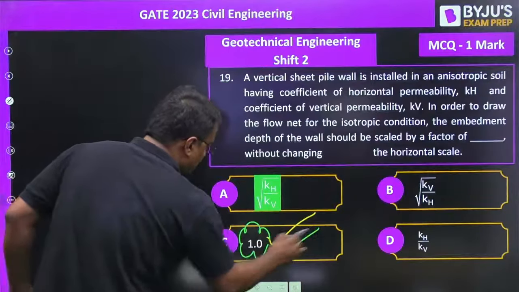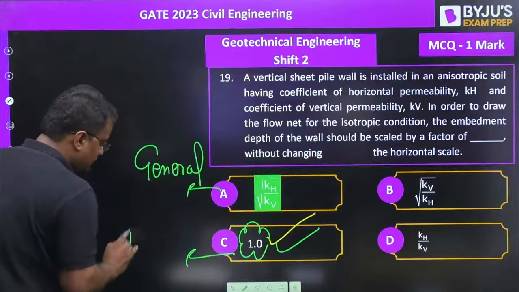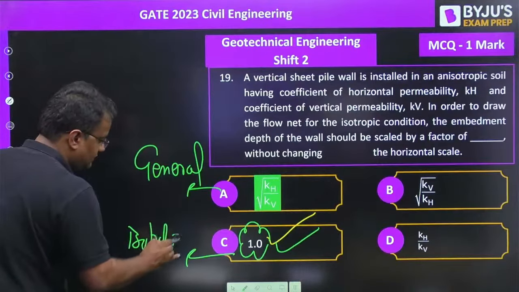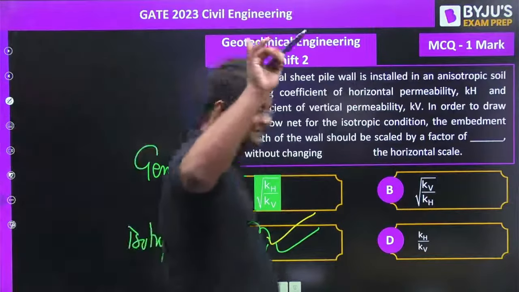This is also the answer for isotropic soil. This is general, but for isotropic soil, this is also correct. For isotropic, this is also correct. Are you getting it or not? Please let me know, guys.